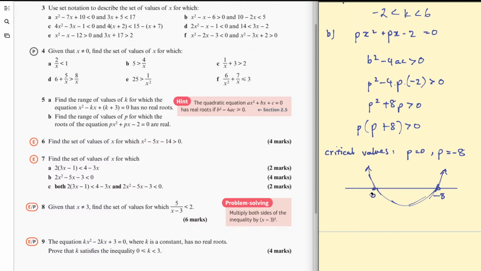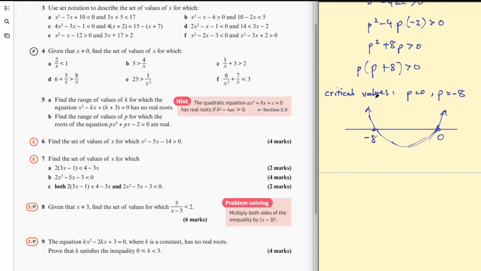Sorry, I've drawn those around the other way. The negative 8, of course, should be over here. Negative 8 is less than 0. Okay, so then the range of values is p between negative 8 and 0.